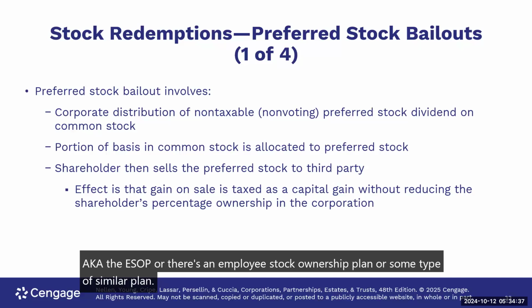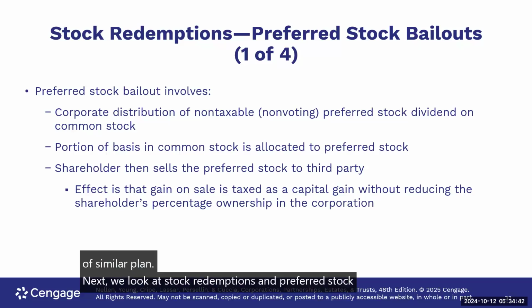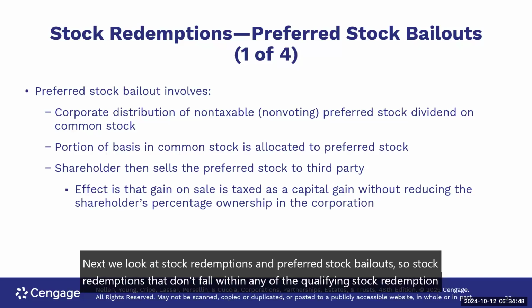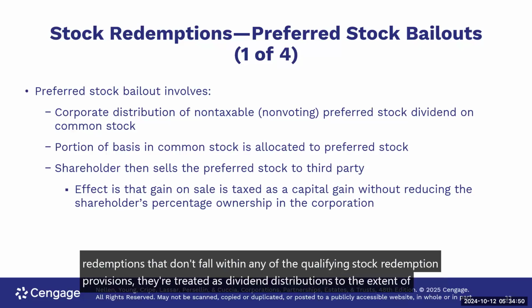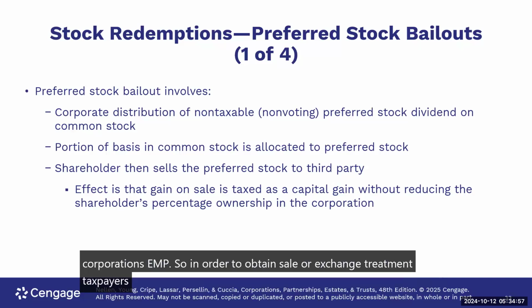Next, we look at stock redemptions and preferred stock bailouts. Stock redemptions that don't fall within any of the qualifying stock redemption provisions are treated as dividend distributions to the extent of the corporation's EMP. So in order to obtain sale or exchange treatment, taxpayers devise ways to circumvent these redemption provisions.